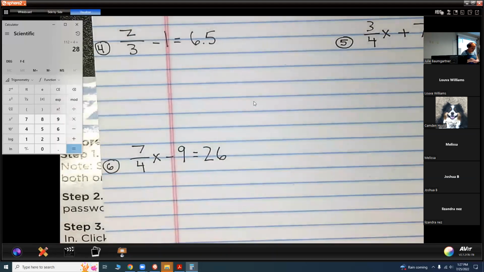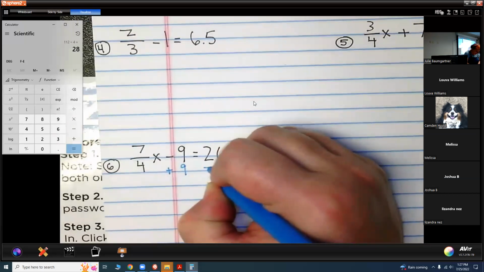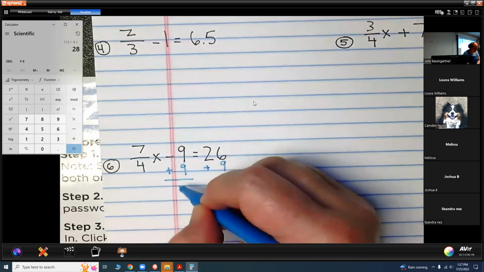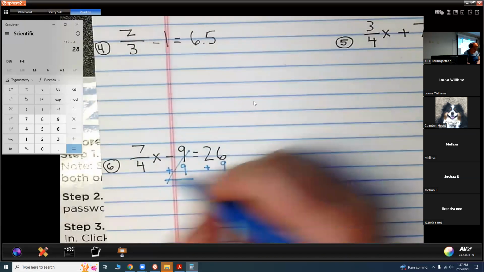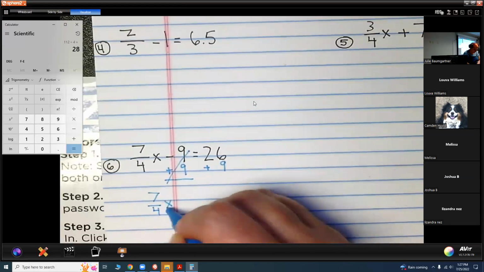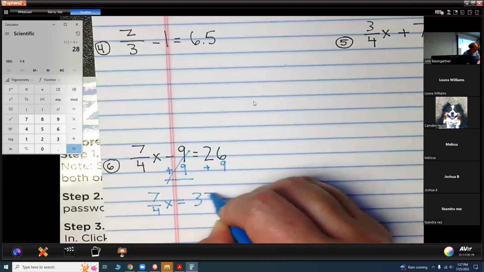So if this is minus 9, right? I need to add 9 to both sides of my equation, right? Minus 9 plus 9 is 0. So basically it cancels out. So I bring down what's left over, 7/4 x. 26 plus 9 is 35.